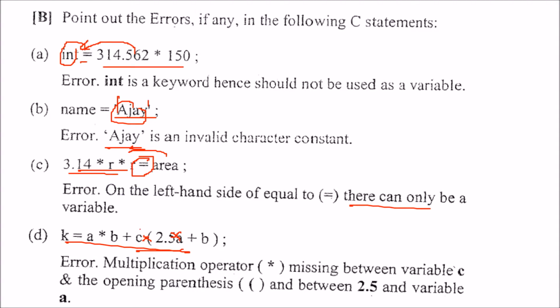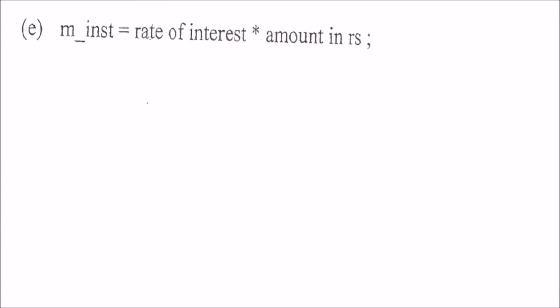So we have to insert the operator. This is not implicit, means the compiler will not understand this. The compiler will only understand this if you have proper operators. Here, what is the problem? There are spaces, blank spaces in between.